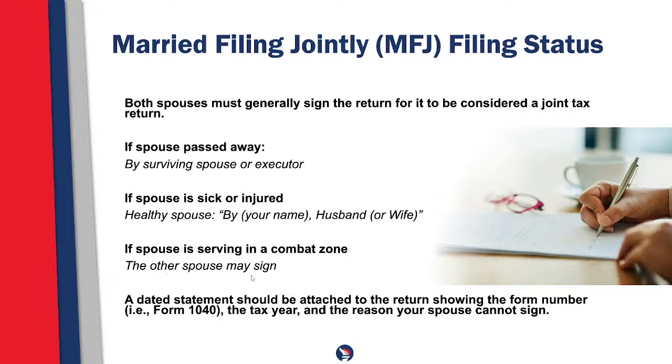Again, there's going to be a power of attorney in it for this one. The military would actually require that. So I will want the power of attorney on this one, or this just isn't going to happen. A dated statement should be attached to the return showing the form number, like the 1040, the tax year, and the reason why the spouse cannot sign. But again, if I already have a power of attorney, or if I have the surviving spouse and a copy of the death certificate, I don't necessarily need to worry about this part of it. It'll be scanned in as part of our packages, and that way if the IRS does inquire about that, I've already got a PDF of everything, and I can send it back to the IRS.